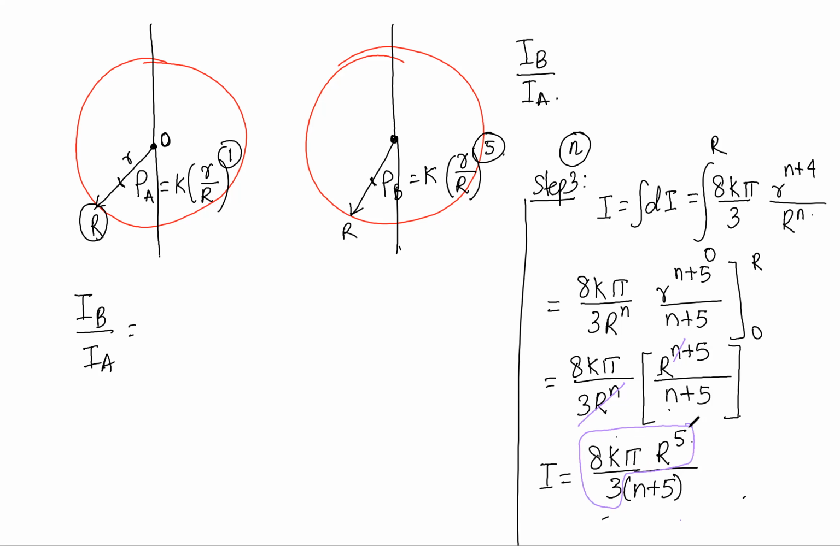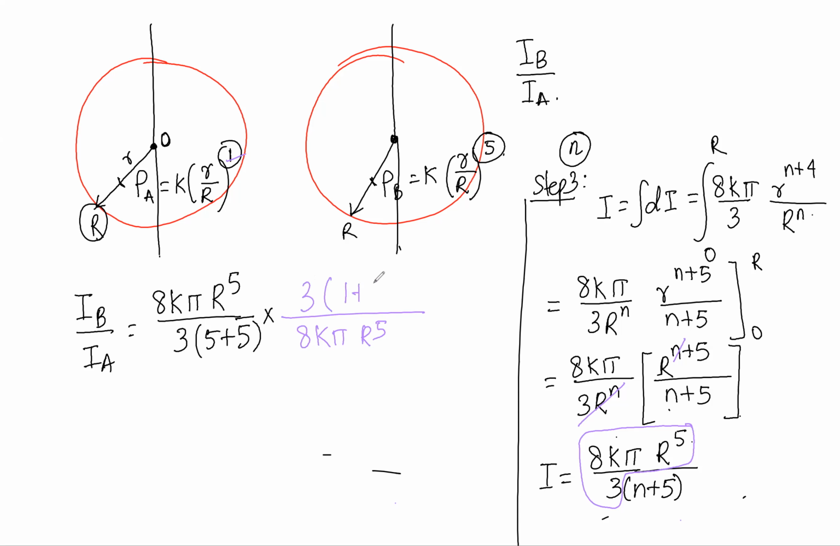In the case of B, n is equal to 5. So you will just write, I'll write it out fully, but you will just know that the constant part is going to cancel out. 8k pi R to the power 5 divided by 3, put the value of n. So n is equal to 5, 5 plus 5. This is for B. And when you write it for A, I'll slightly change the color so you can see the difference. 8k pi R to the power 5 divided by 3. In the case of A, n is equal to 1. So you will get 1 plus 5.